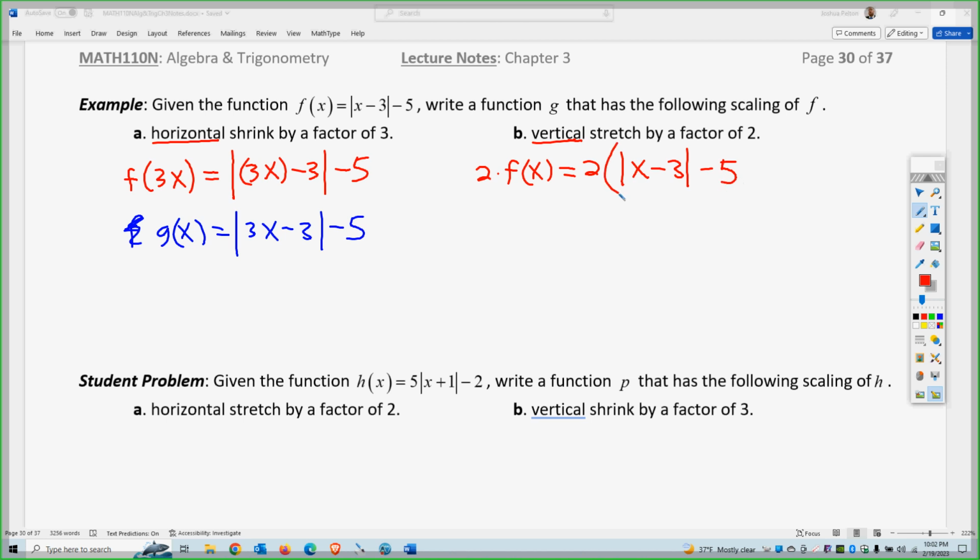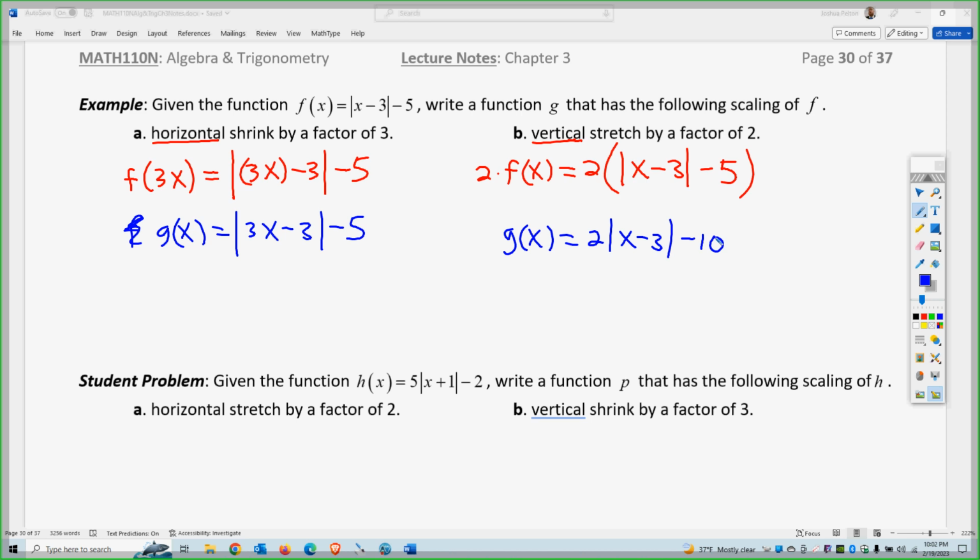is actually wrong because it has to be times the whole thing, right? It's a big mistake. So make sure you're doing that in all these cases. You're including the entire function, not just part of the function. So the new function g of x is actually 2 times the absolute value of x minus 3, and then minus 10.